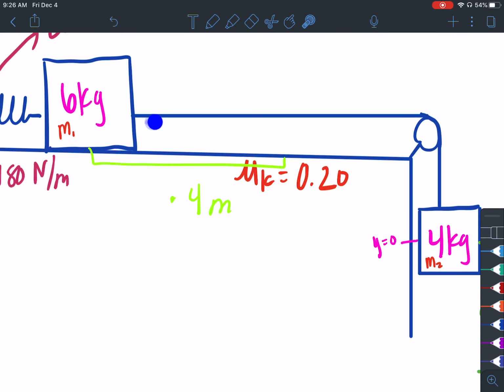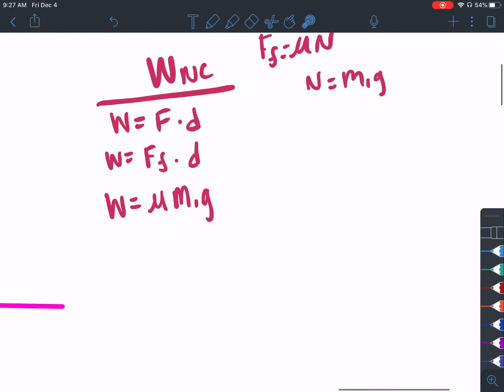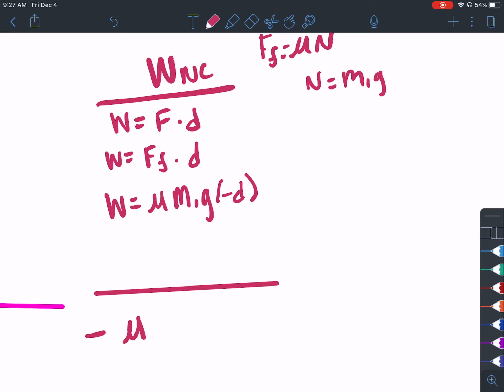And then the distance, we've got to think about this in terms of what we know about work. The block is moving 0.4 to the right. So that is a +0.4. But our force of friction is going in the opposite direction, so therefore it's going to be a -0.4. So our distance, once again, kind of like we did with the gravitational, is going to be our negative d, which means that our work, non-conservative, is equal to negative mu m1gd.